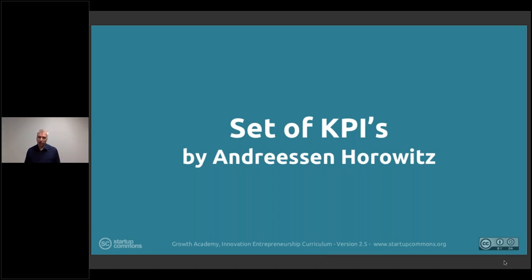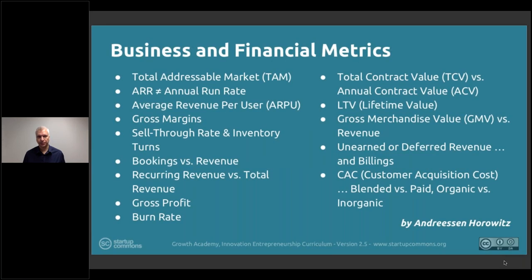So then let's look at a good set of KPIs. This is by a serial entrepreneur and VC, Andreessen Horowitz. This is a good set to go through. These are combinations of broader business and financial metrics that we will go through.